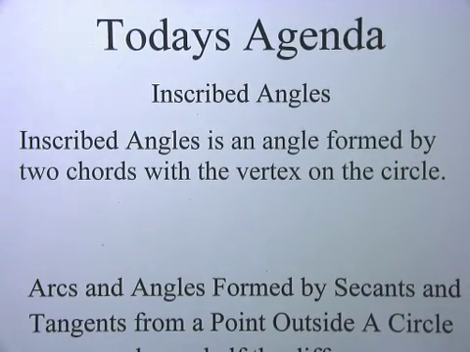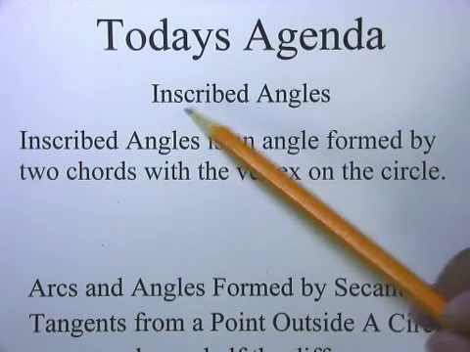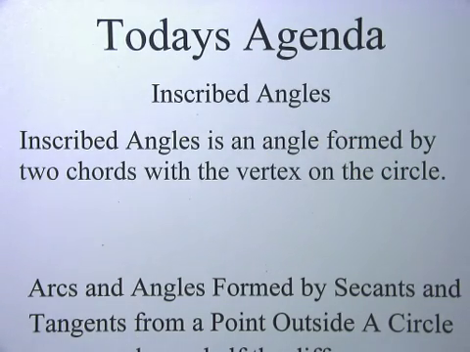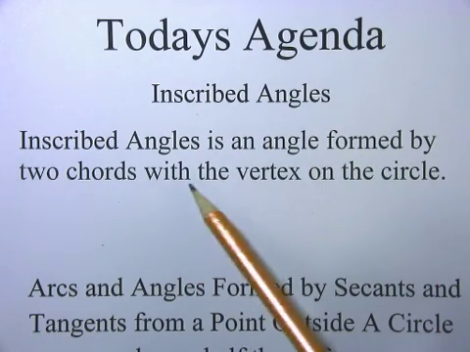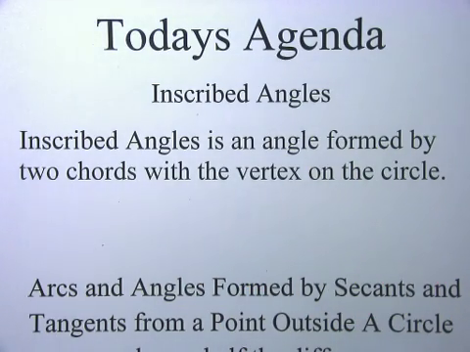Okay, class. So on today's agenda, we're going to start talking about inscribed angles. The definition of an inscribed angle is an angle formed by two chords with the vertex on the circle. That's just a fancy way of saying that the vertex of your angle is on the circumference. Whereas before the vertexes of our angles were at the center, now they are on the actual circumference.